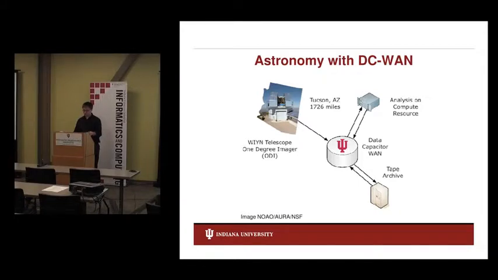So they're able to take the images, write them to data capacitor WAN, and then analyze on whatever compute resource they want that mounts the data capacitor WAN. So it's great for them because they don't have to run anything on site. They can use our compute resources and also archive to tape at IU or any site that offers that service.